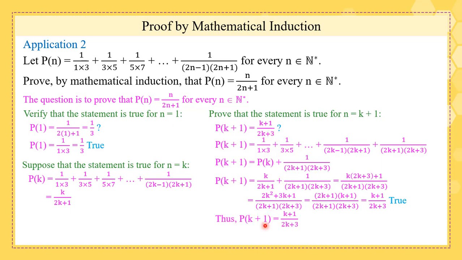Thus we can say that P of k plus 1 is k plus 1 over 2k plus 3, and we can say that P of n is n over 2n plus 1 for every non-zero natural number.